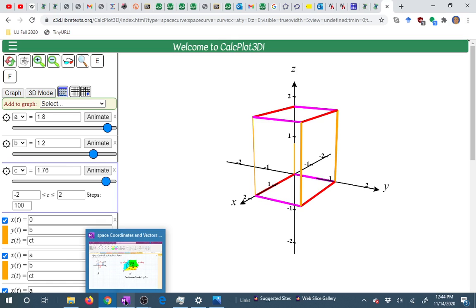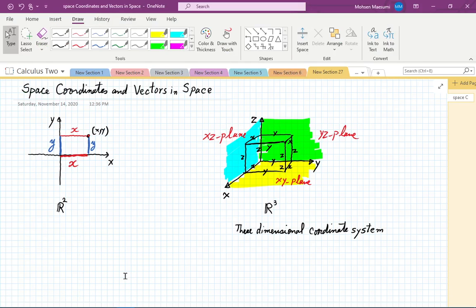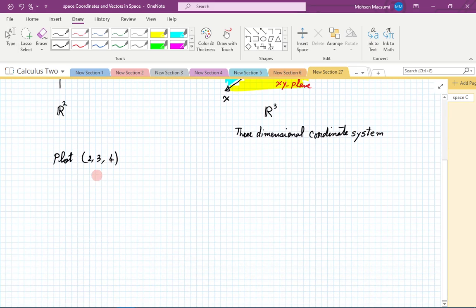So let's go back here. Suppose I ask you to just plot a point, plot 2, 3, and say 4. So what does that mean? So we do the best we can with setting up our coordinate system. It is something like this: x, y, z.